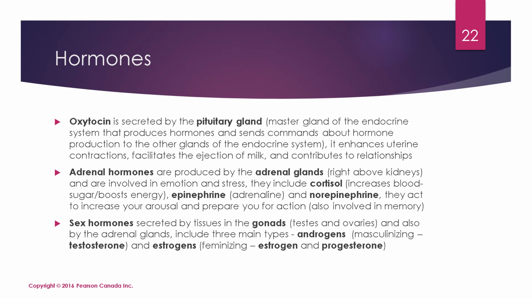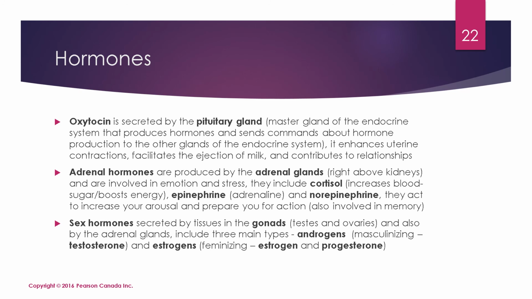Specifically, we talk about it a lot with the attachment between a mother and child, because as we just mentioned, it was secreted during childbirth as well as during breastfeeding, but it can also be implicated in romantic relationships and other relationships as well. Then we have our adrenal hormones, which are produced by our adrenal glands, which are little glands located adjacent to our kidneys. And they are involved in emotion and stress primarily. So we'll talk about that.